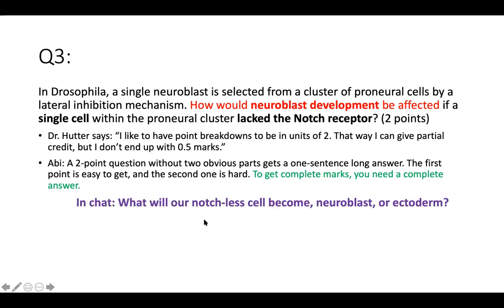So if we have a single cell without a Notch receptor, what will that cell become? A neuroblast or an ectoderm? Someone say, yeah. Yeah, it will become a neuroblast. This is a 1 point answer, because it doesn't actually address all of the question. It doesn't address the nitty gritty. It doesn't address neuroblast development overall.